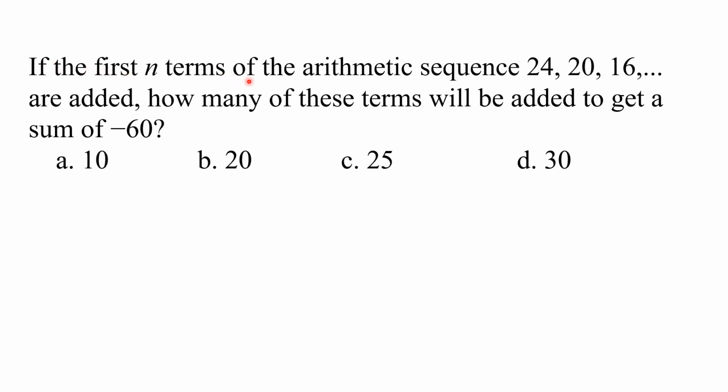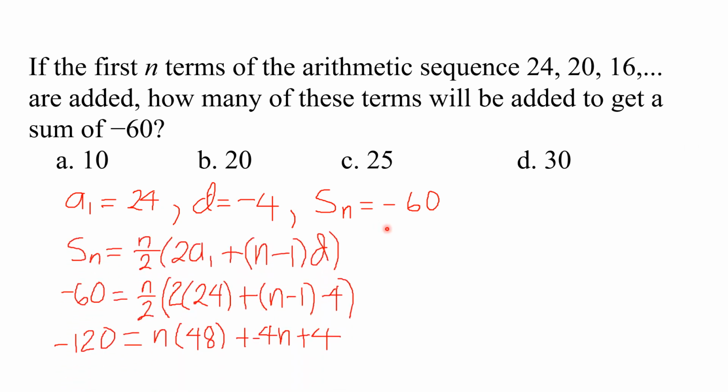If the first n terms of the arithmetic sequence 24, 20, 16 are added, how many of these terms will be added to get the sum of negative 60? Okay, first of all, we're going to identify the given. a1 is 24, and the common difference is, of course, negative 4, that is 20 minus 24 is negative 4. And we are asked to find what term will give us the sum of negative 60.